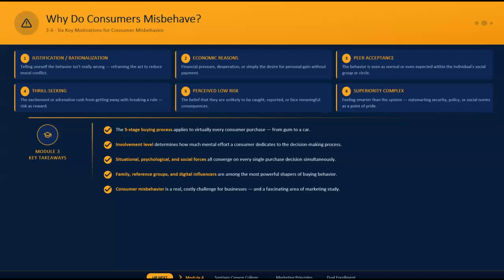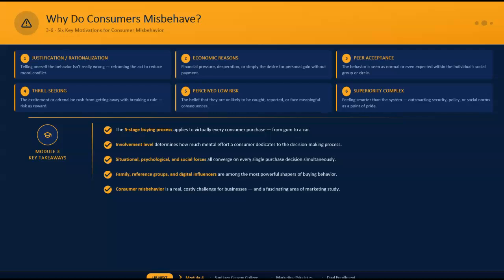Why do customers misbehave? Six key motivations for consumer misbehavior. Justification or rationalization: telling oneself the behavior isn't really wrong, reframing the act to reduce moral conflict. So maybe somebody will say, hey, I'm just doing this, but it's not like the store doesn't make a lot of money. Economic reasons: financial pressure, desperation, or simply the desire for personal gain without payment.